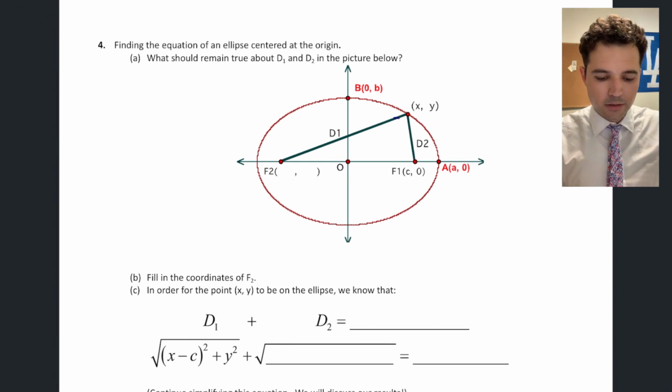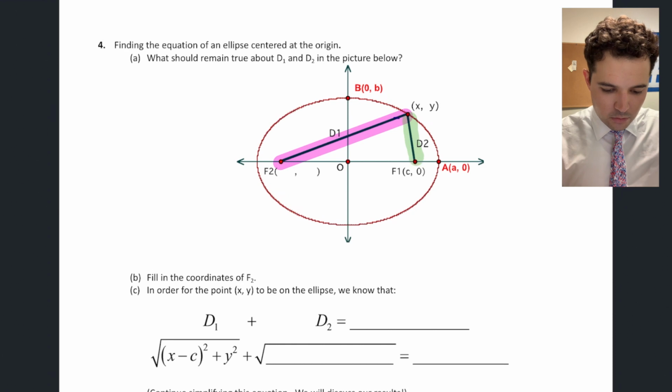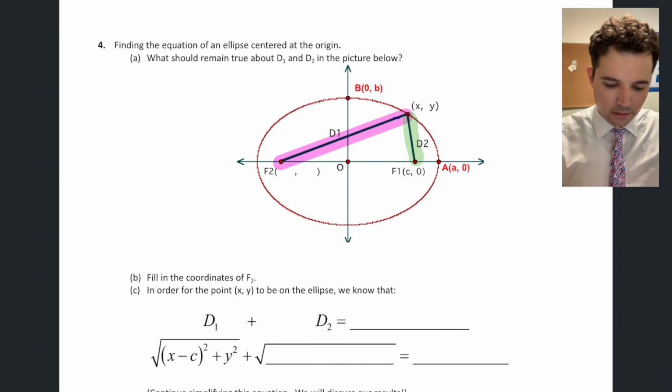We already determined that for any ellipse, the sum of those two distances from one focus to any point on the ellipse, that sum of those distances will be the same as the length of our major axis, which we described as having a length of 2a.